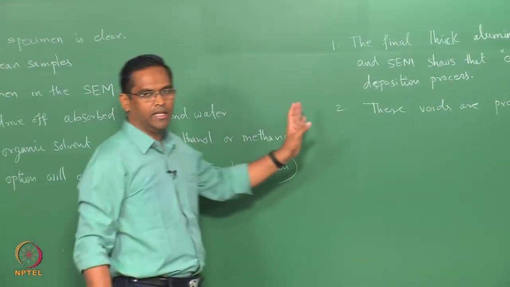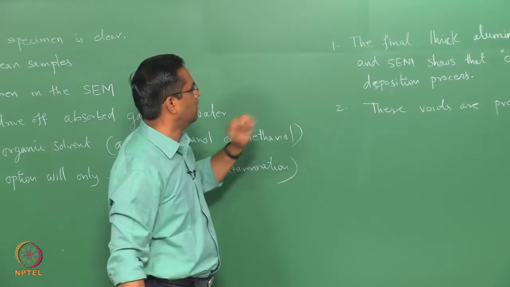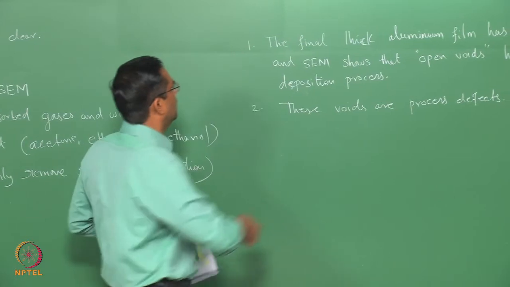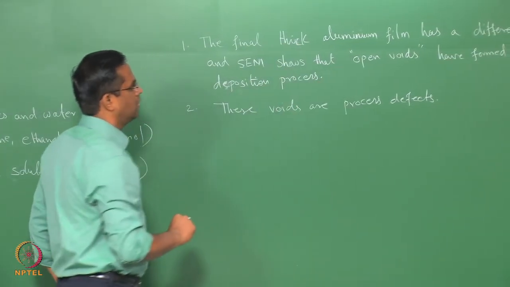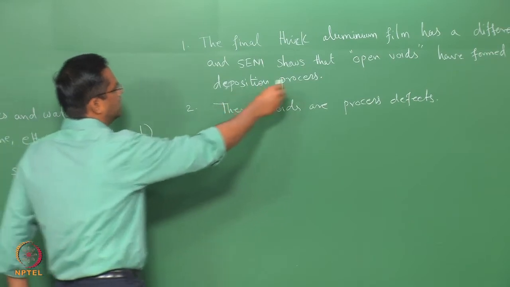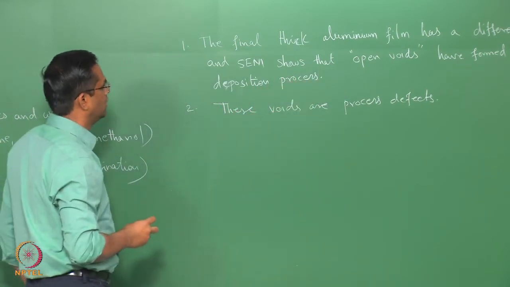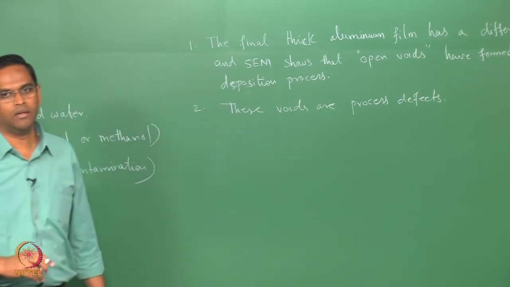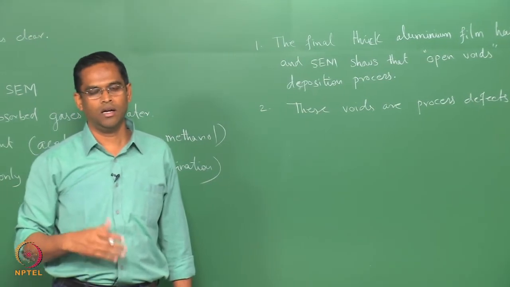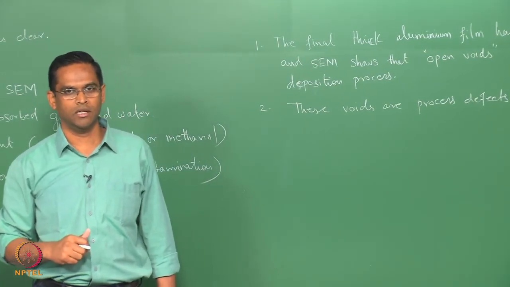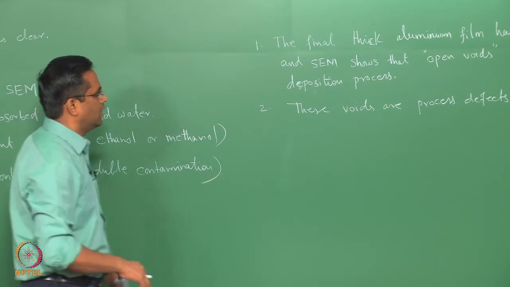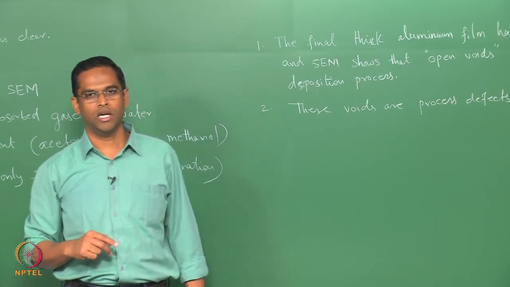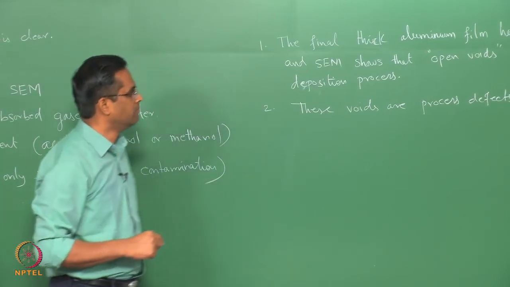So, whatever we have seen on the slide on the coated aluminum, the final thick aluminum film has a different morphology, and SEM shows that open voids have formed during the deposition process. These voids are process defects which could affect the optical and other properties of this material. So, that is how one can interpret the secondary electron image in SEM in this case study.